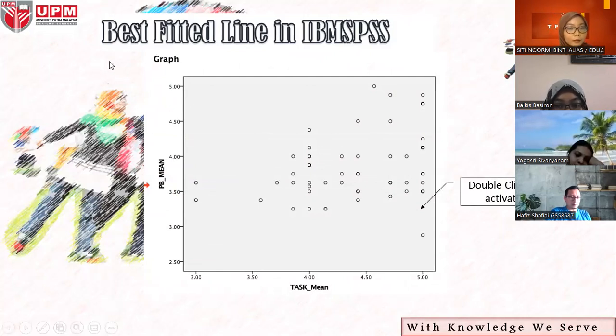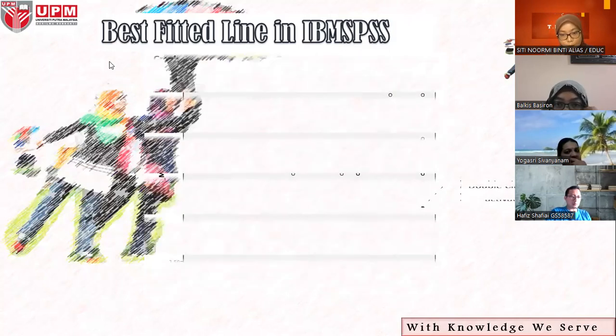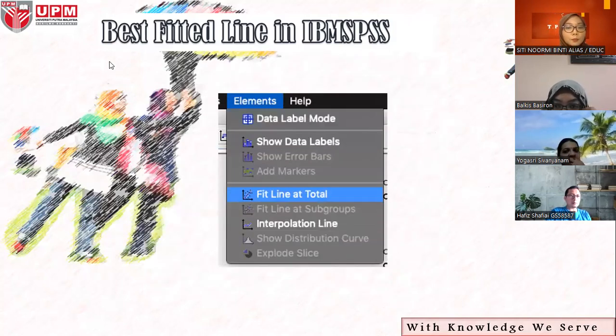Okay, go to your output and then anywhere in the graph, you double click. Anywhere on the graph. Double click to activate. Okay, and then under elements, you choose fit line at total. Fit line at total. Okay, next one.